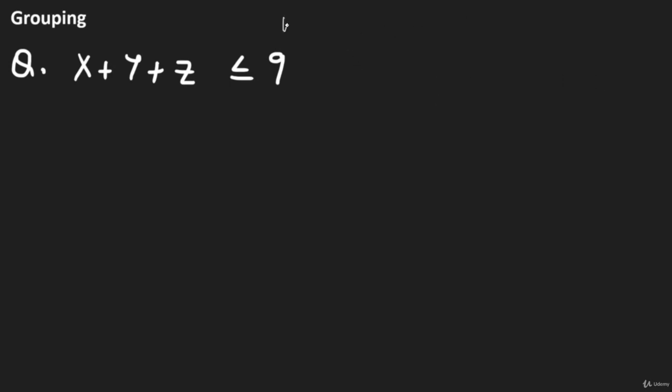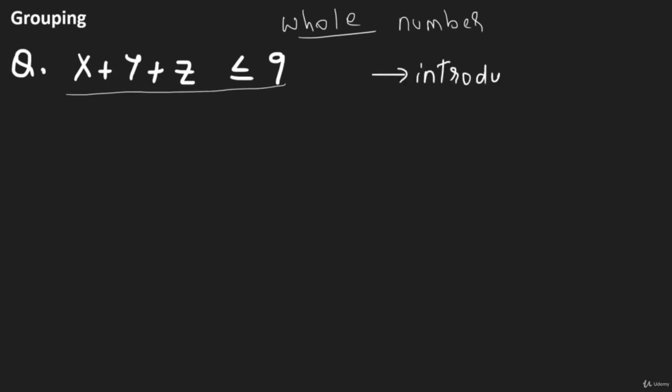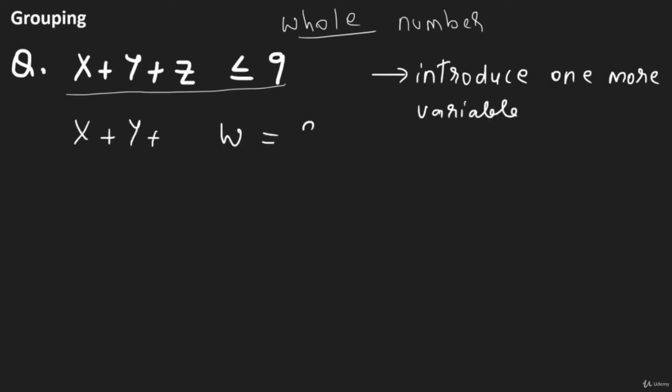We need to find whole number solutions for this expression over here. x plus y plus z is less than or equal to 9. It's an expression, right? Because it's not a perfect equality. Alright, we need to find whole number solutions to this expression. Now, for doing this one, let's introduce one more variable, that is x plus y plus z plus w is equal to 9. In this case, I am changing the less than or equal to into equal to. Let's try to understand how.